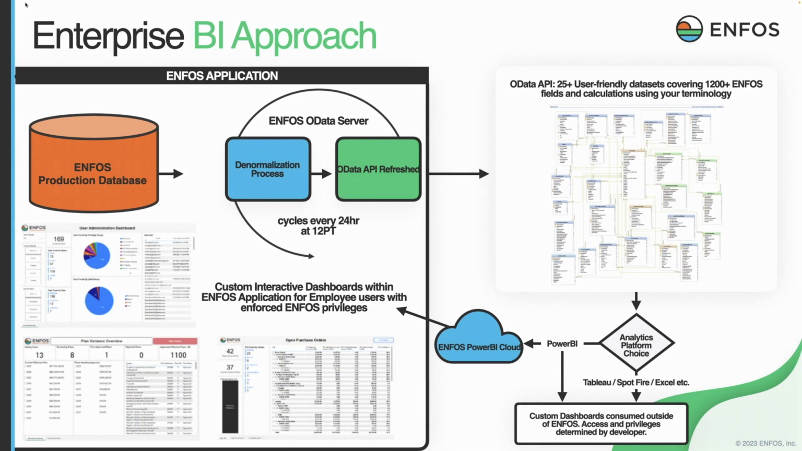Thanks, Roger. Can you hear me okay? Yes. Awesome. Yeah, so this is a high-level kind of technical summary of BI using ENFOS. In the top left corner, we have the ENFOS production database, where for our customers, this is where all of their data within ENFOS is stored. On a nightly basis, we send that through a process called denormalization, which converts the hundreds and hundreds of tables that ENFOS is built with into user-friendly OData API. That OData API is represented by the schema on the top right-hand side of the slide.